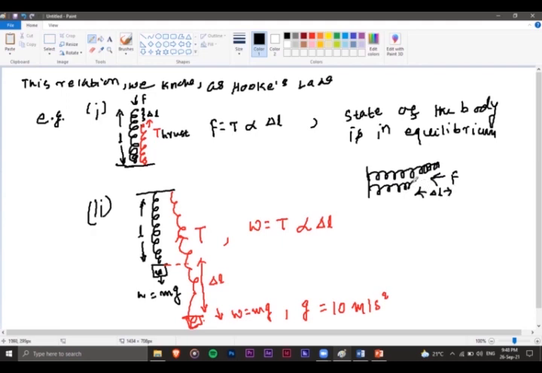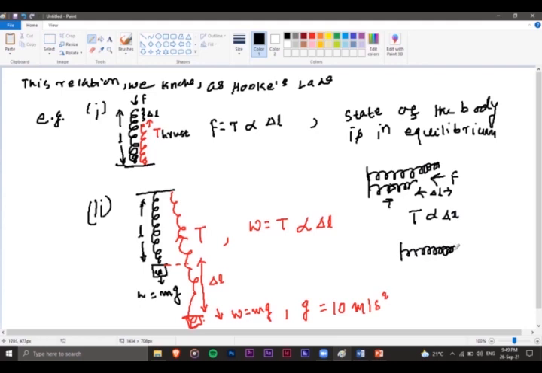And in this case also, due to this force, there will be a thrust opposite to this force F. And it is found that T is directly proportional to the extension, or we can say here, the compression in the spring. And a similar thing you can do over here.